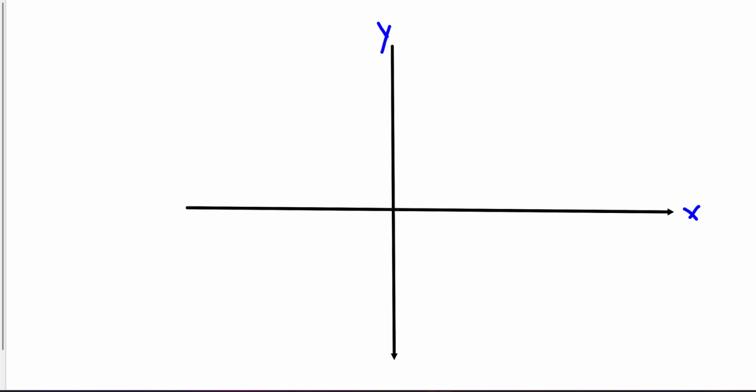Well, there's the definition of an angle when it comes to our grid. Our starting point is always going to be our x-axis. So this is our starting point. Our angle starts like this.